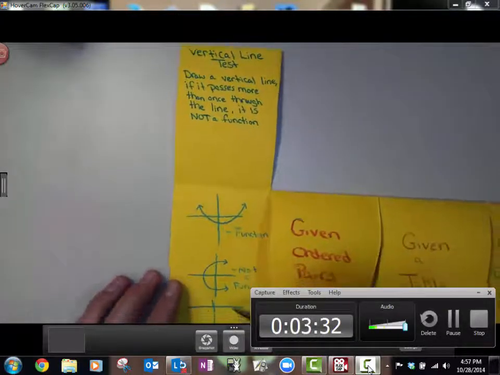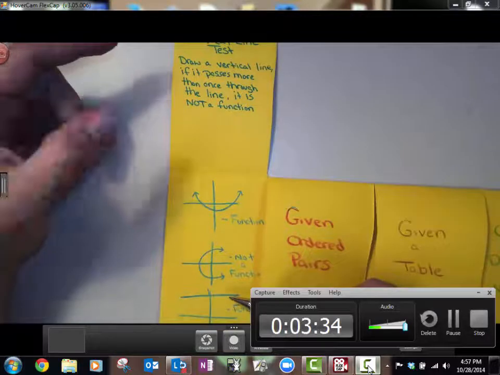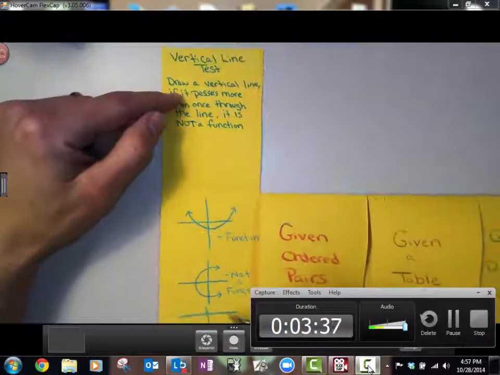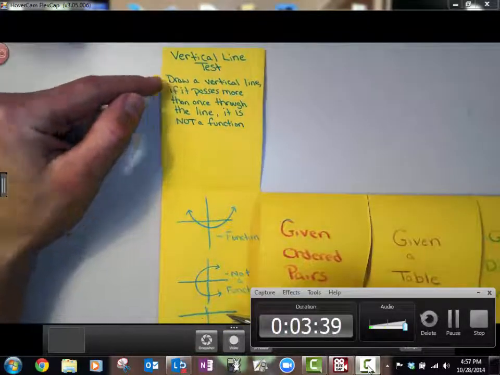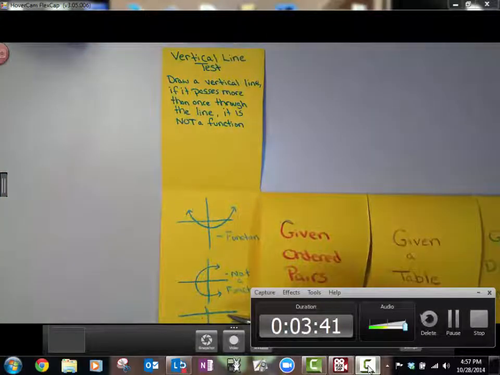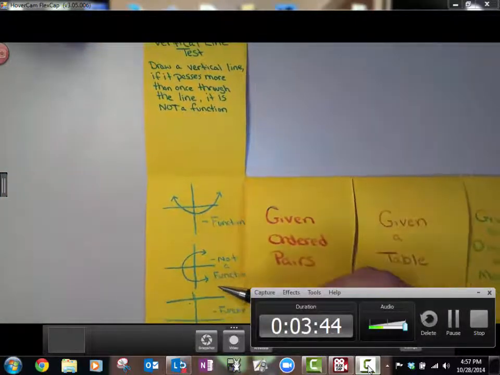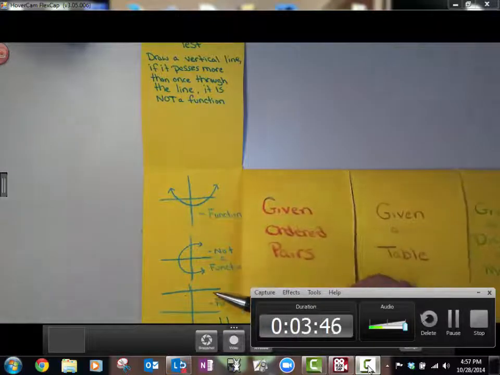So what I want you to make sure you do is pause the video, and I want you to write these notes. Talking about the vertical line test, if it passes through more than one coordinate pair on the line, it's not a function, and that way you can have that.